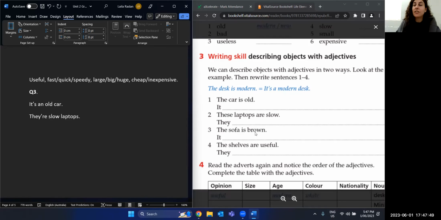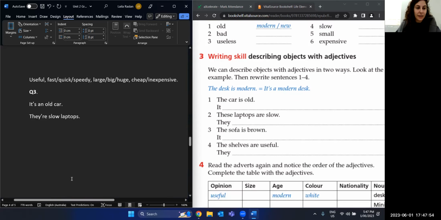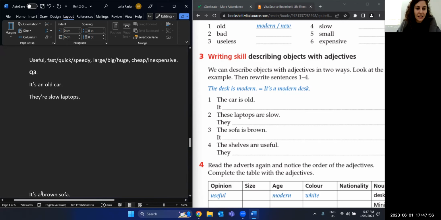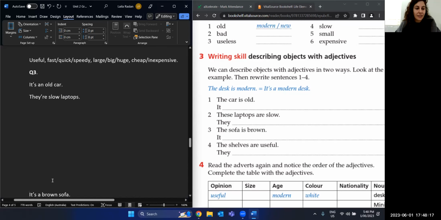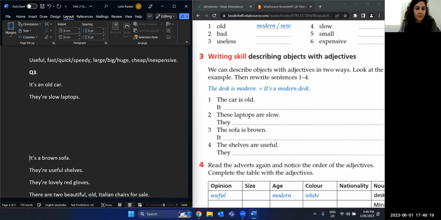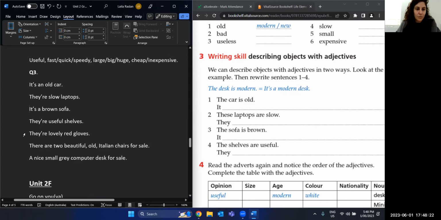And next one, the sofa is brown. It's a brown sofa. Yep, it's a brown sofa. Number four, the shelves. Remember shelves where you put books or clothes or something? The shelves are useful. That means you can use it. It's not broken. You can use it. They're, or they are useful. They're useful shelves.